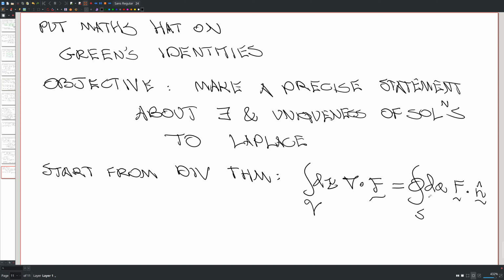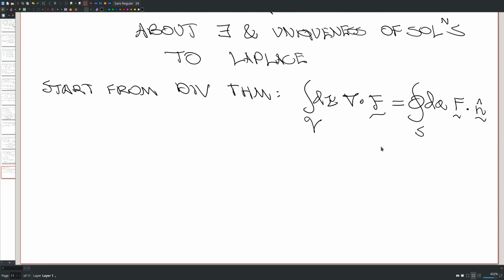Okay, and now we're mathematicians. We make nonsensical choices that transpire to be good choices. So choose for this f the following representation. I'm going to say that it's a scalar function multiplying the gradient of another scalar function, phi and psi. Both phi and psi are scalar fields.